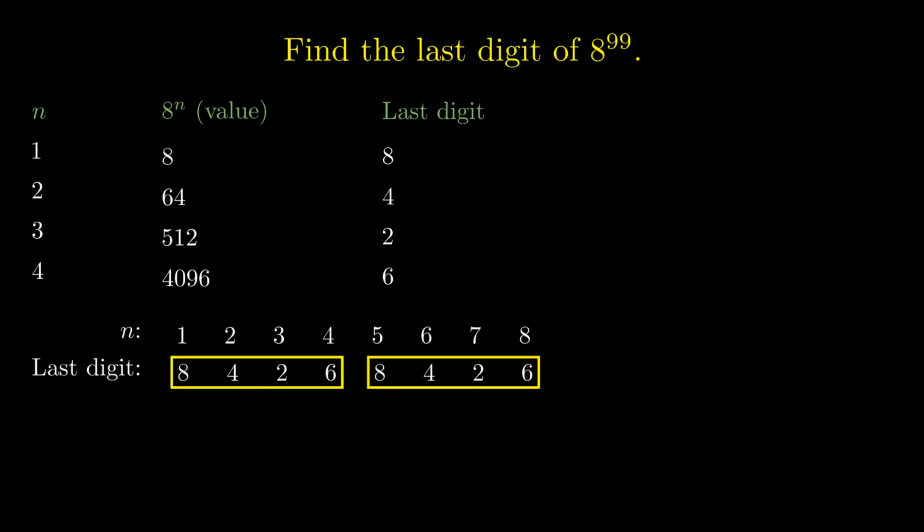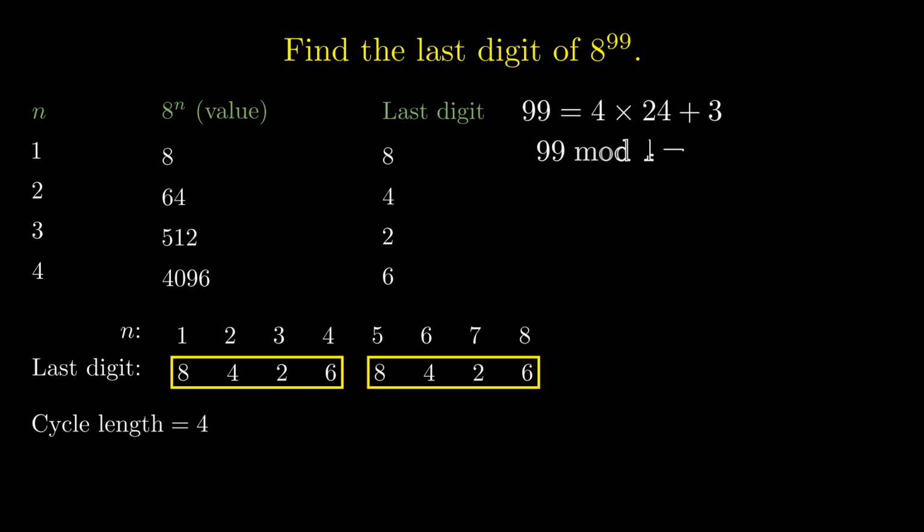They go 8, 4, 2, 6. Then repeat. 8, 4, 2, 6. So there is a clear cycle of length 4. Therefore, the cycle length is 4.